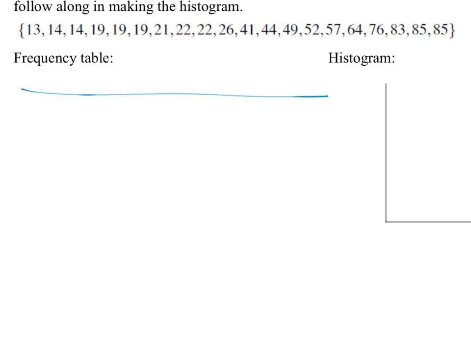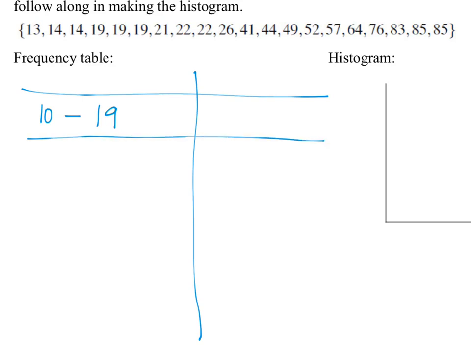We'll try and make it big enough that you can see it. And so here our numbers are going from 13 to 85. So it'd probably be best to start down at 10 and have our interval size be 10 numbers wide. So let's do 10 to 19, and then we'll do 20 to 29. And the reason I didn't start at 13 is because I like having nice numbers here.